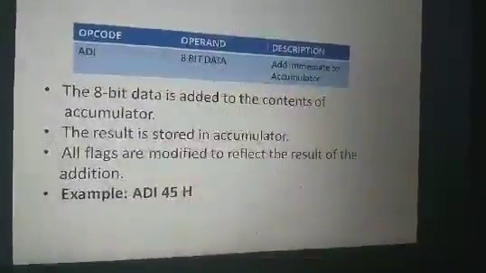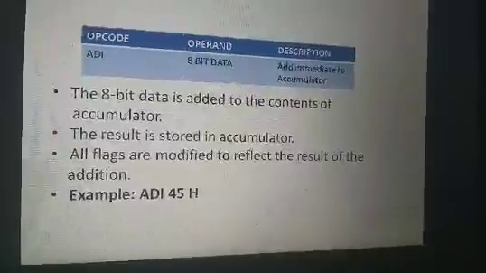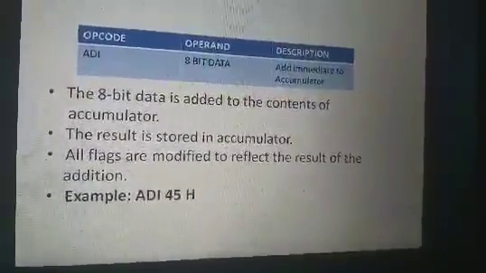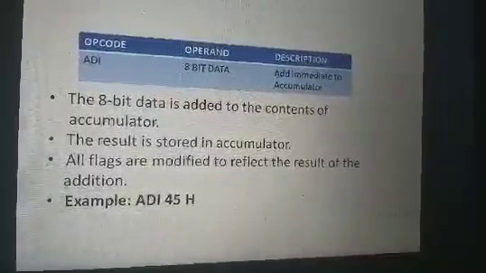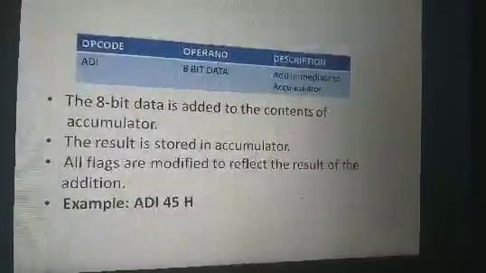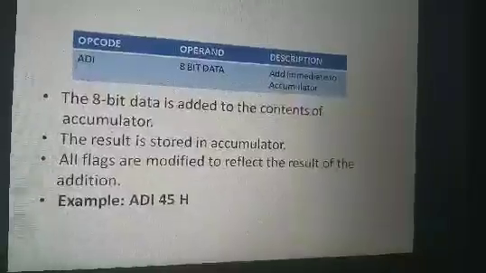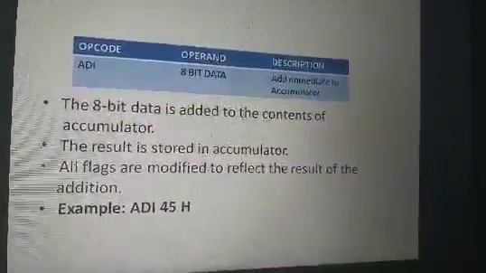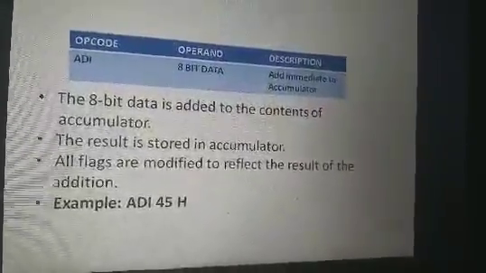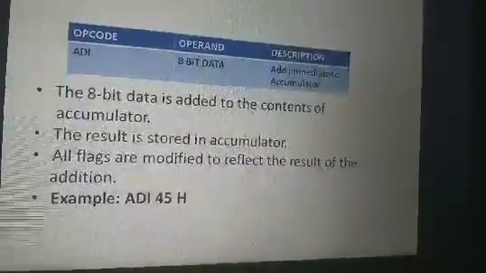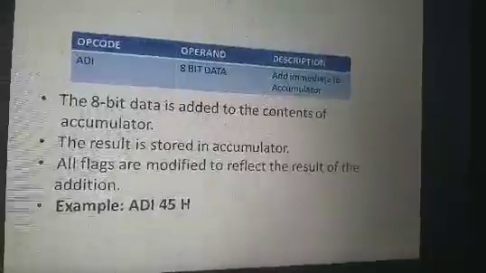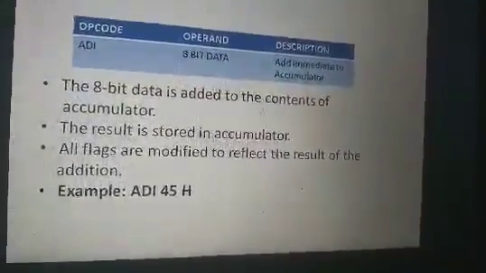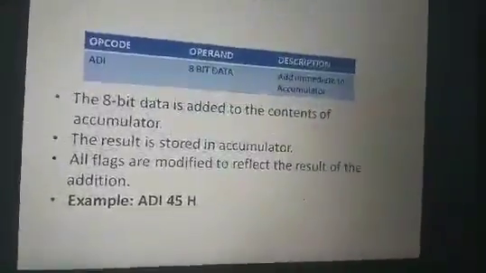Okay, let us take an example. ADI 45H means whatever content is present in the accumulator plus the 8-bit data. What is the 8-bit data? 45H, and the answer will again be stored in the accumulator. Just for example, assume that the accumulator holds 02H. So 02H plus 45H will be 47H, and that 47H will be stored in the accumulator. So these are the two instructions we have studied here.